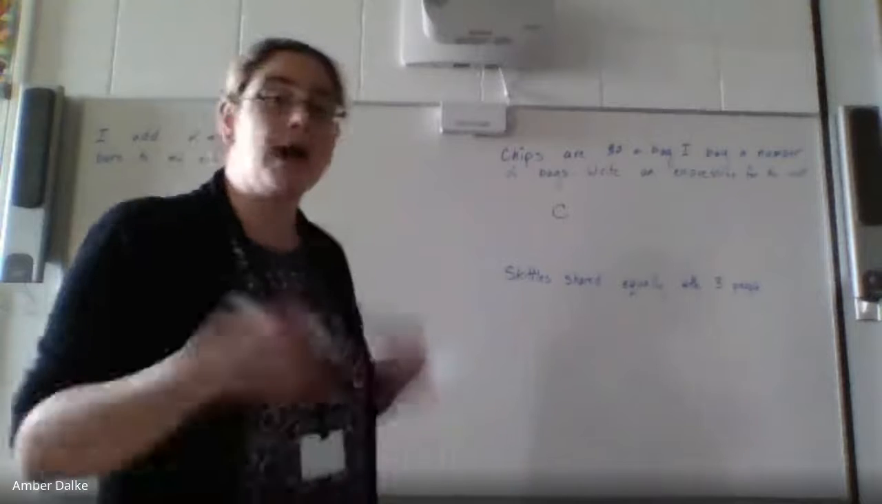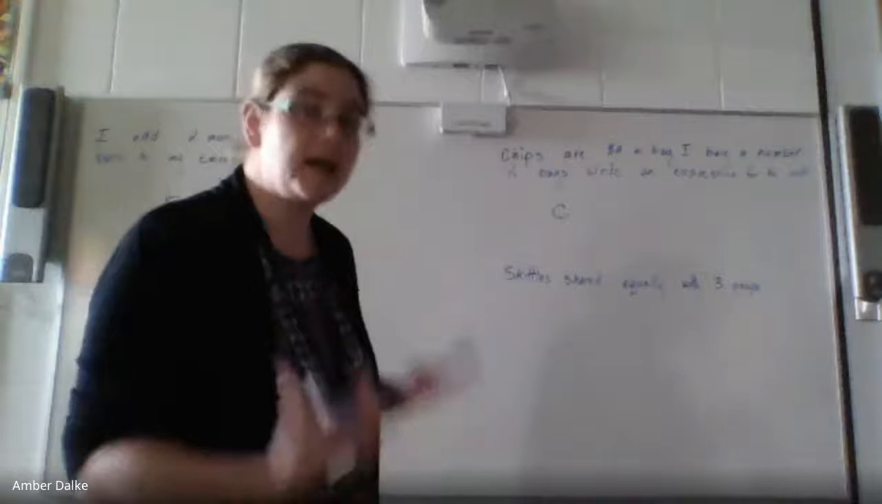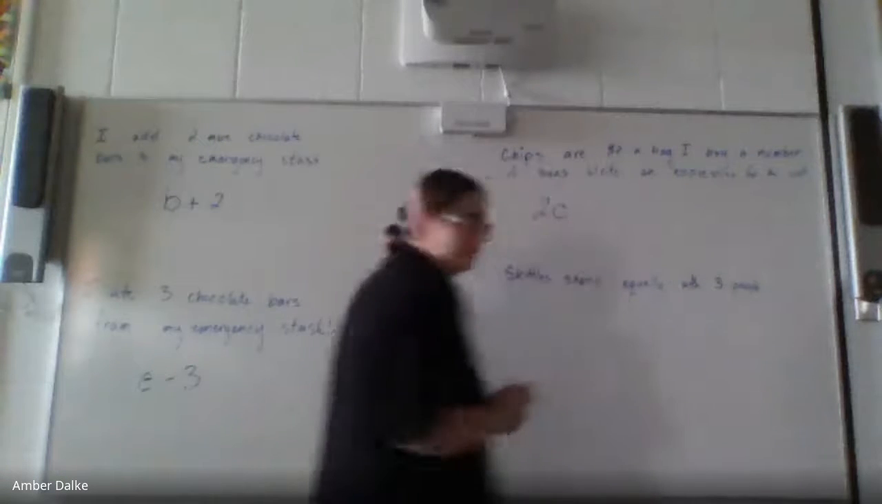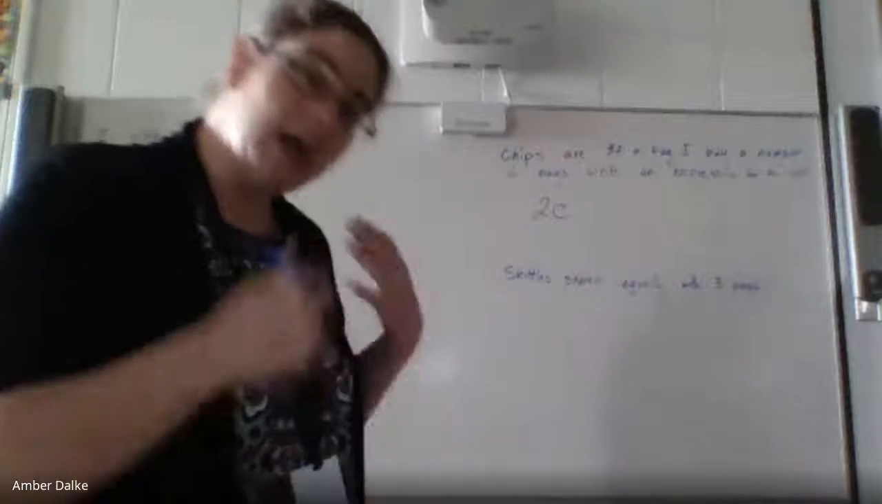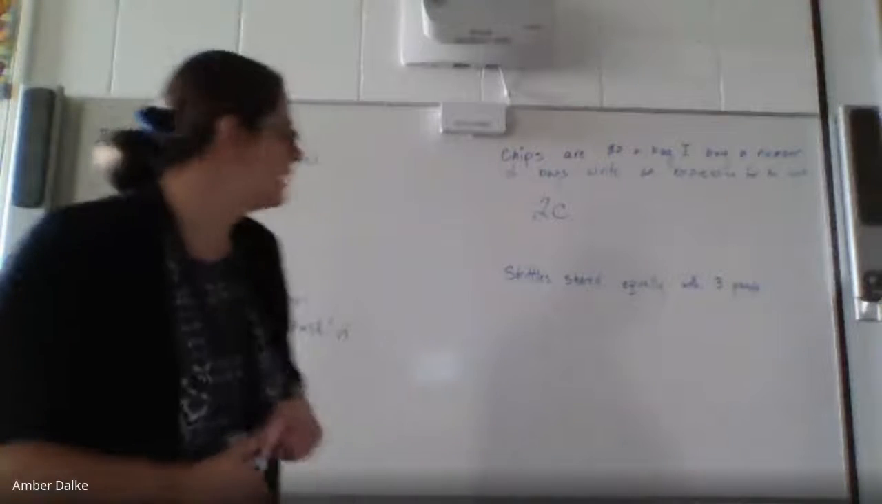I'm going to multiply how many bags of chips I bought by 2 because they were $2 each. Now remember, I don't put an X in these, right? 2XC is confusing. So instead, I'm just going to write 2C. Okay? 2 times the number of bags of chips I bought is going to tell me how much money I spent.